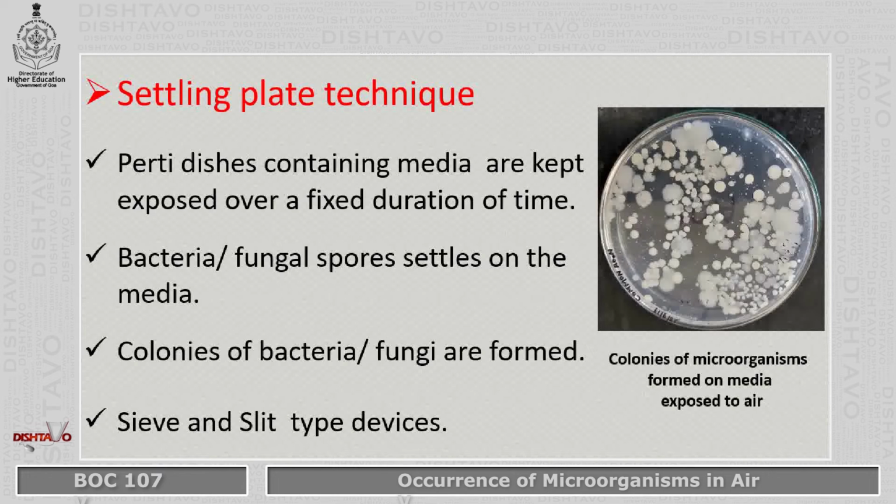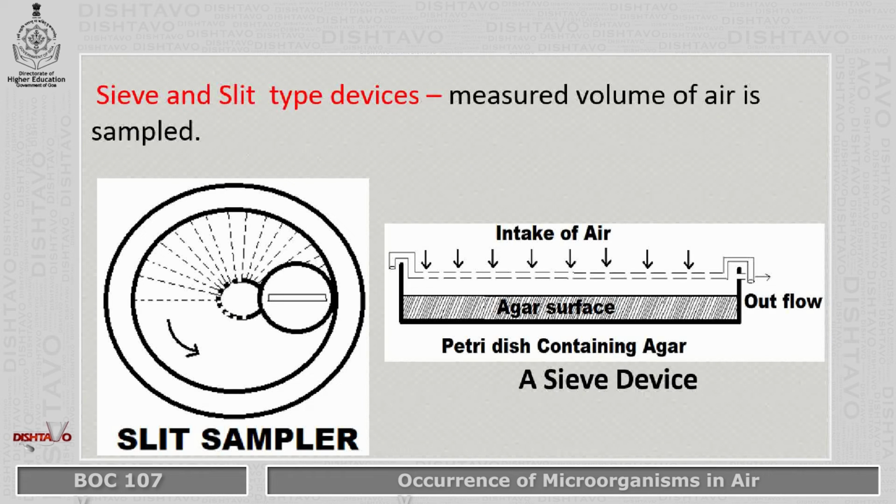So there are other techniques which also can be used, such as sieve and slit type devices. In sieve and slit type devices, a measured volume of air is sampled. In the slit sampler, the air passes through a slit which is kept above a petri plate containing the agar medium, and the petri plate is rotated so that the microorganisms are evenly distributed on the agar plate, and later on it is incubated. In the case of the sieve device, there is a metallic sieve having very small openings which is placed over the agar surface.